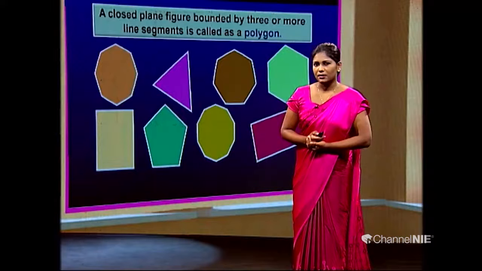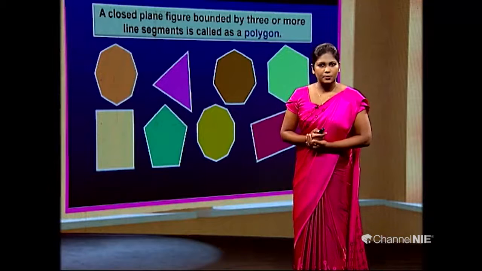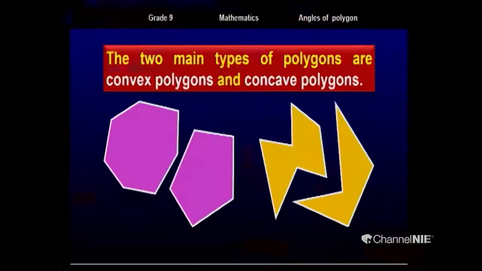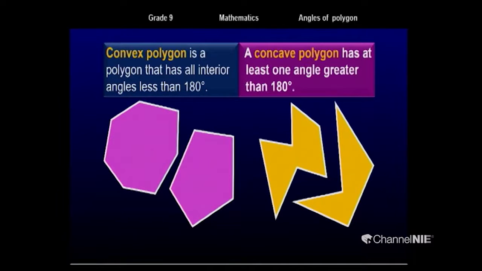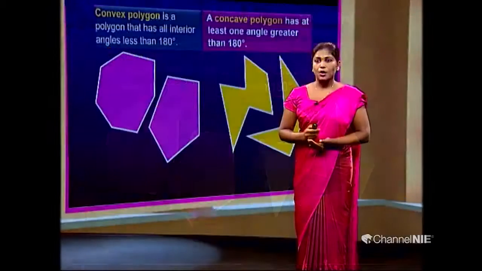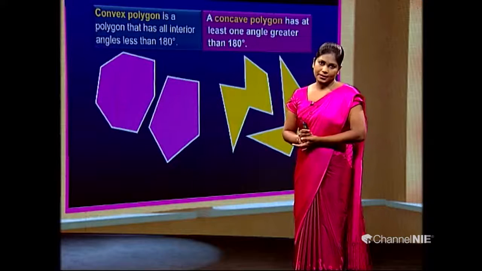What are they? Concave polygon and convex polygon. What is the difference between these two? Look at this. The two main types of polygons are convex polygons and concave polygons. A convex polygon has all interior angles less than 180 degrees. A concave polygon has at least one angle greater than 180 degrees. Now you can see convex and concave polygons.